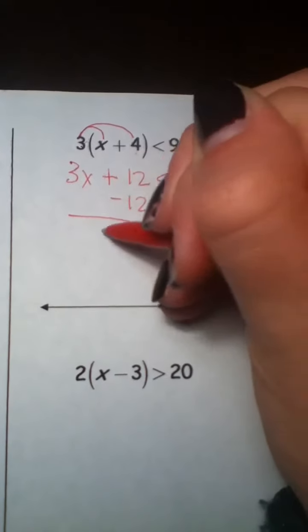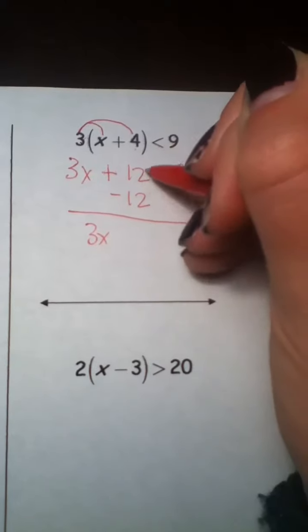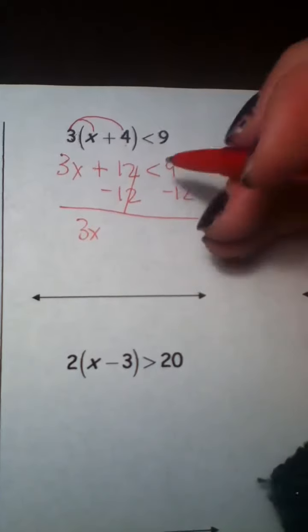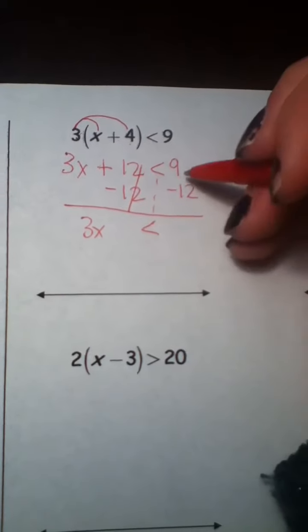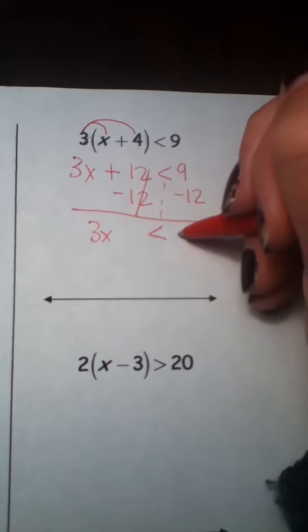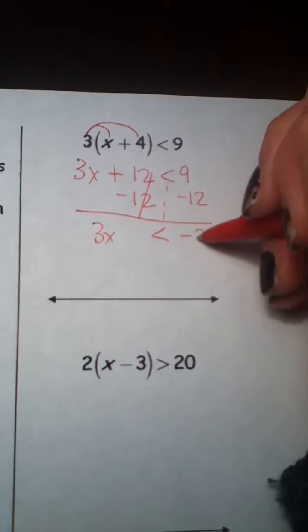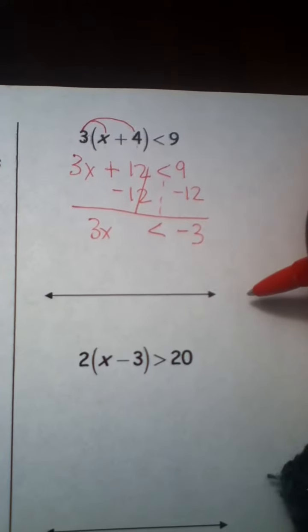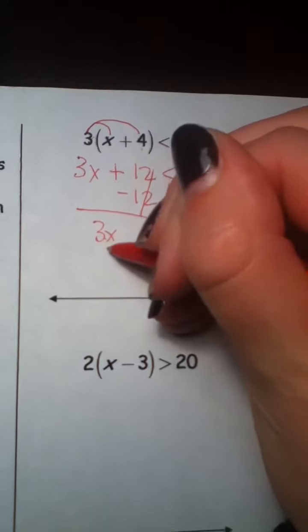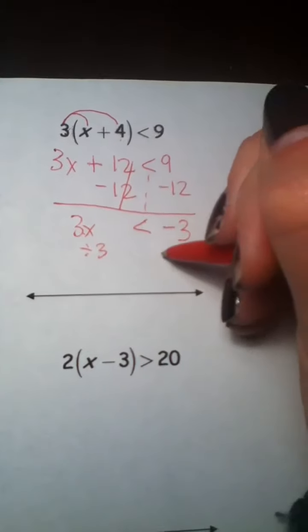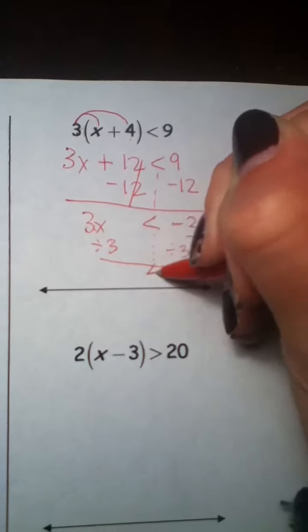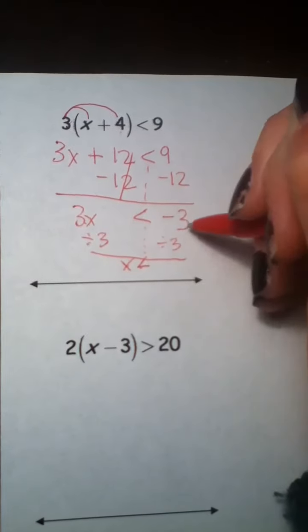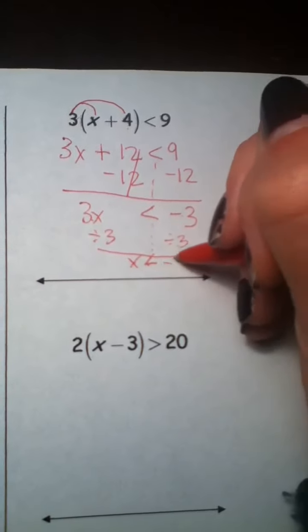Now, we're left with just 3x. Positive 12 and negative 12 is 0. Keep our sign. 9 minus 12 gives us a negative 3. Careful with your negatives. Now, 3 times x, so I'm going to divide by 3 on both sides. Okay, carry down our sign. We've got x is less than negative 3 divided by 3 is a negative 1.